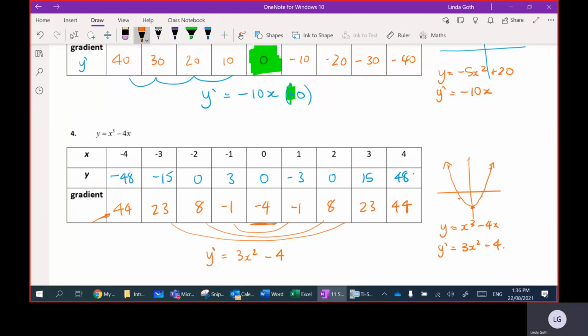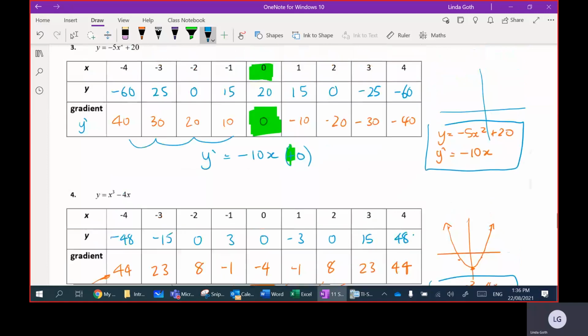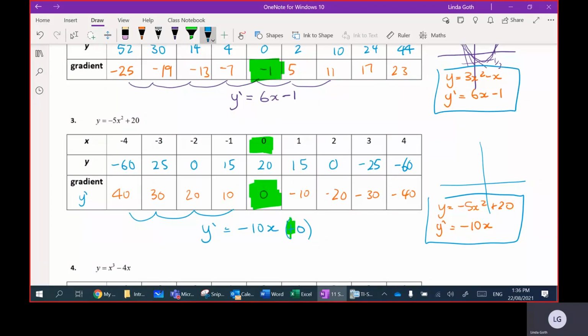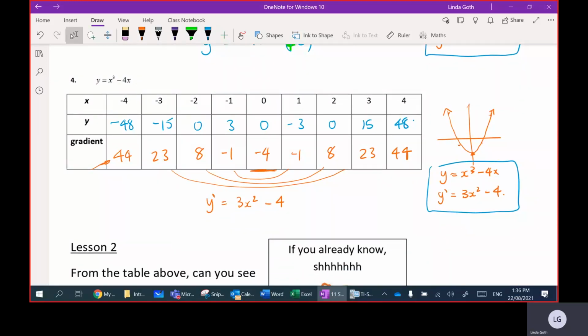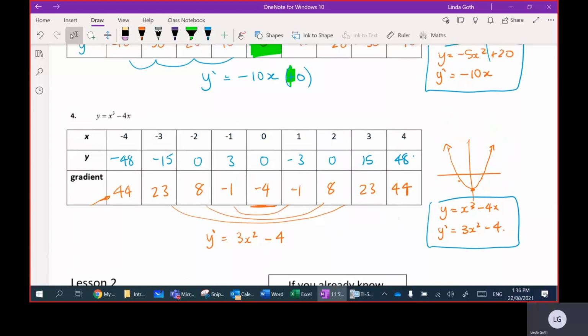Now, I'm hoping that right now you've started to see a pattern between what we started with and what the gradient function is. Keep in mind also that I can now find the gradient of the tangent anywhere on this. Now remember, that's a picture of our gradient function, so the graph itself looks more like this. I can find the gradient of the tangent anywhere here.